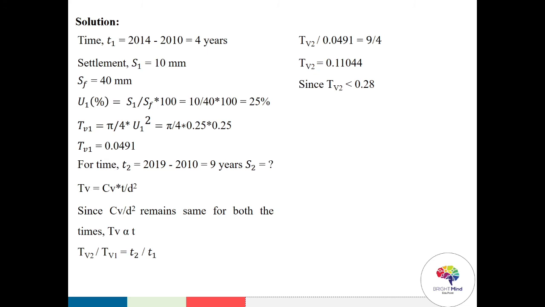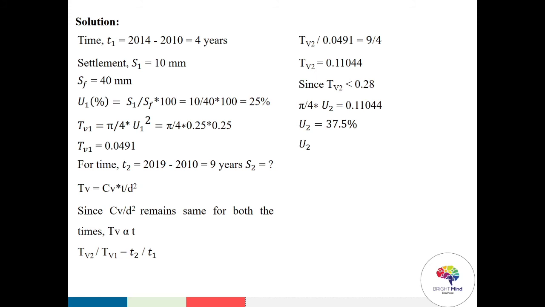Now we know that this time factor is less than 0.28, which is the time factor value corresponding to 60%. So therefore I can say time factor is equal to pi by 4 into U2 square, that is 0.11044, and accordingly if I calculate it, the value of degree of consolidation corresponding to the second case comes out to be 37.5%. And we know the degree of consolidation is the ratio of initial settlement to final settlement. Final settlement keep it as 40. The settlement at 9 years assume it to be S2.